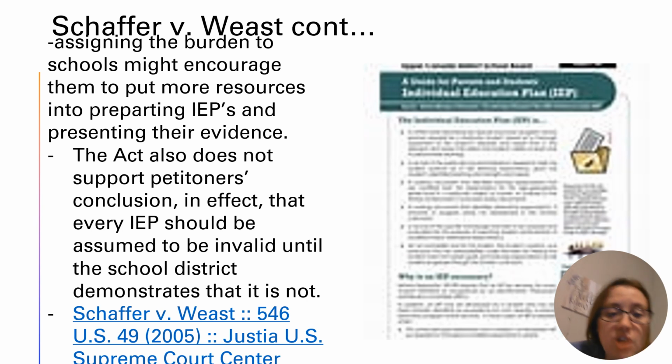And then this one is Schaffer versus Weast continued. Assigning the burden to schools might encourage them to put more resources into preparing IEPs and presenting their evidence. The Act does not support petitioners' conclusion, in fact, that every IEP should be assumed to be invalid until the school district administrator says it's not.